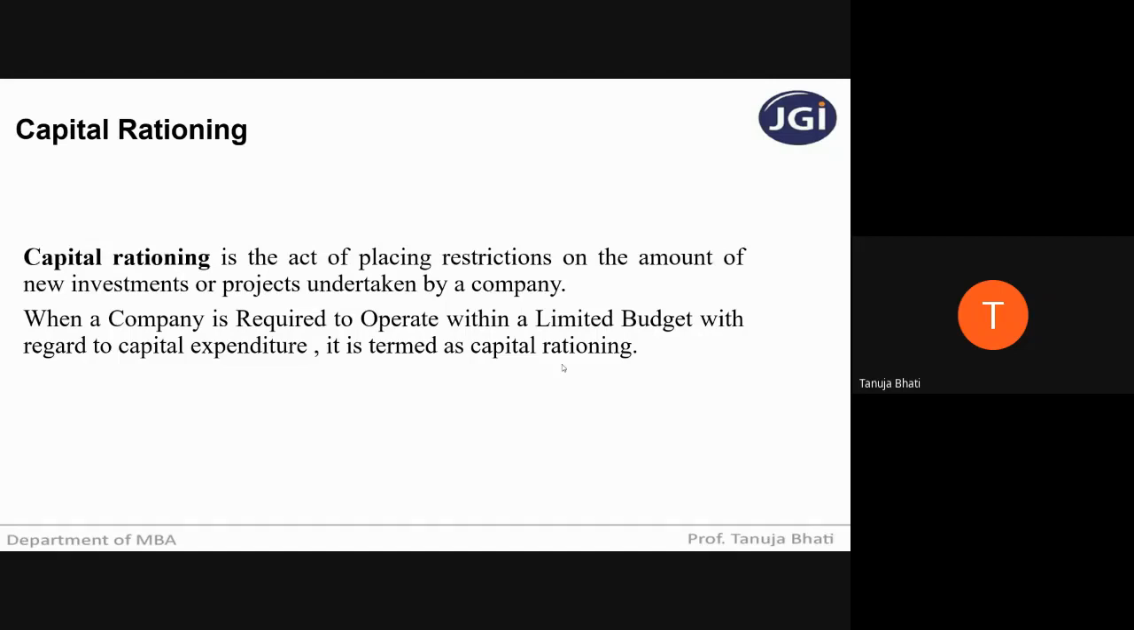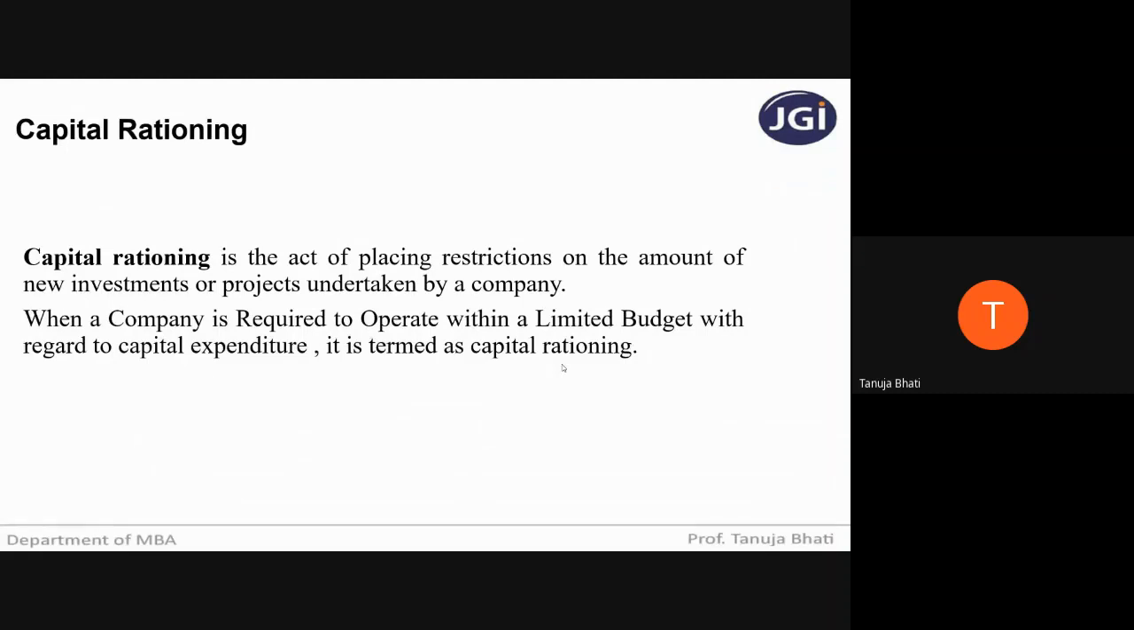Suppose if there is no budget given to the company, so what the company will do, each proposal whichever is coming in front of it, it will try investing in that. So there will be wastage of finance. But in capital rationing, there is no wastage of finances.